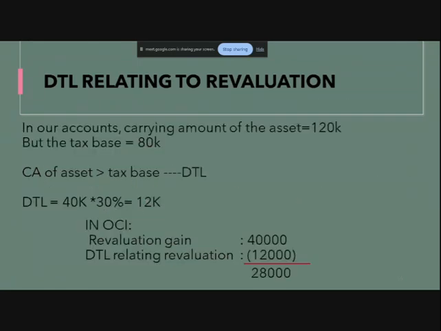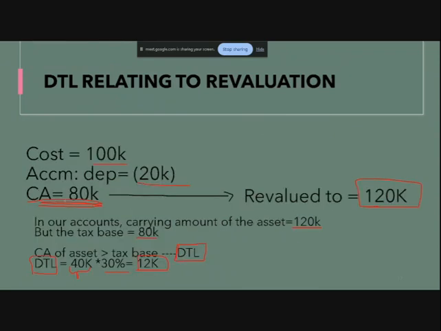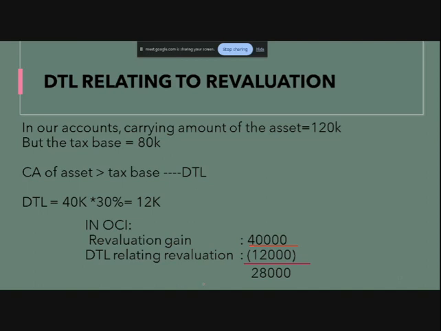So in OCI, remember OCI, where the revaluation gain and all will go. In OCI we will have a revaluation gain of 40K, right? Because we revalued our asset from 80K to 120K, so we'll have a revaluation gain of 40K. This 40K will be shown where? OCI, right? Because any revaluation gain is an unrealized gain, so it will be shown in OCI. And this 12K will also go to OCI. So deferred tax liability relating to revaluation will be 12,000.